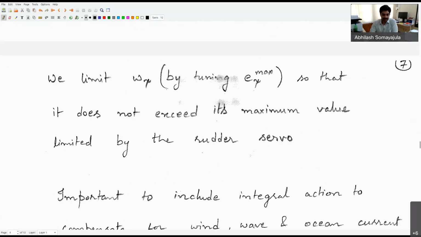Notice that we want to limit that natural frequency, or the upper limit of that bandwidth, so that it does not exceed its maximum value, which is limited by the rudder servo. So we don't want this natural frequency to be very, very high. Once I specify a rudder command, it should at least be slower than the rudder dynamics.